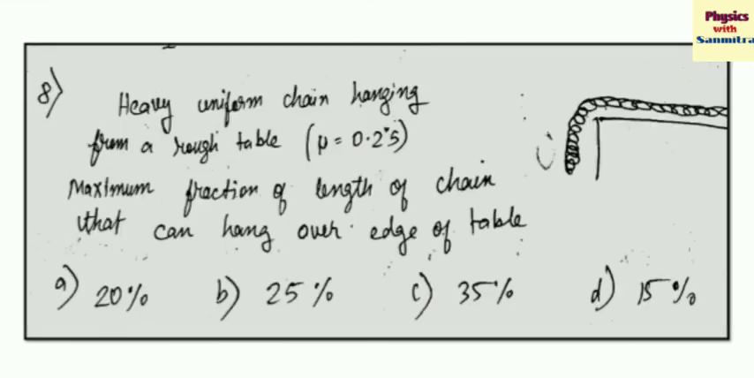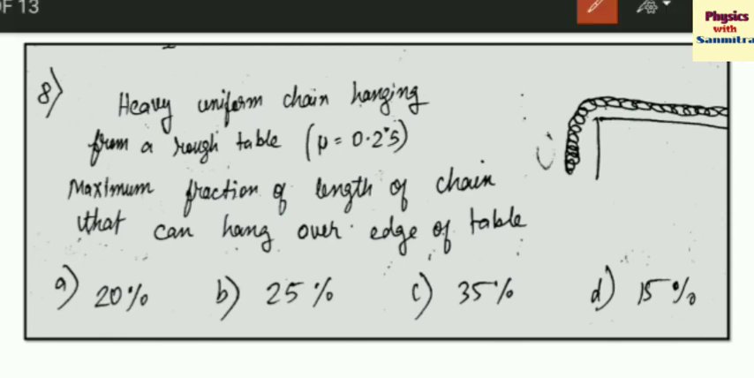And the last question for today: a heavy uniform chain hanging from a rough table, mu is equal to 0.25. Maximum fraction of the length of the chain that can hang over the edge of the table. Okay, let me assume that this is a question of equilibrium, and the total length is L, the hanging portion is X, and the portion lying on the table is L minus X. Let the total mass be M.